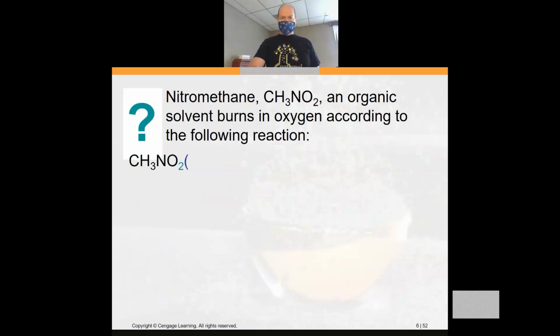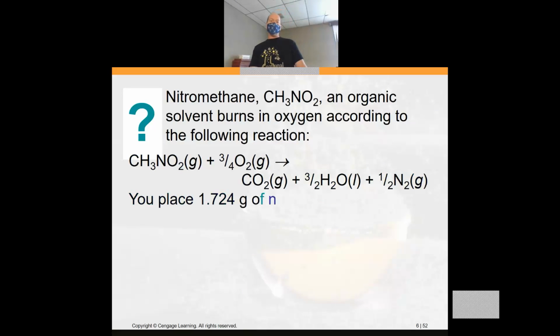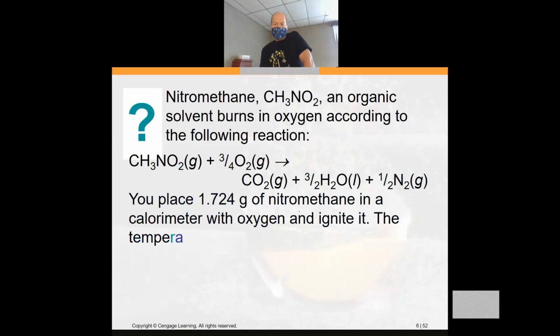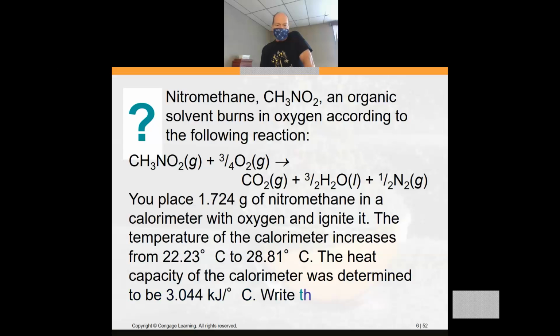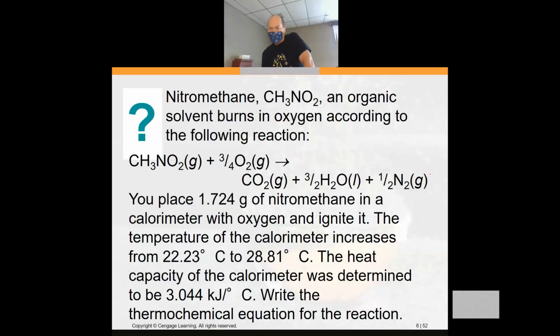All right, so now we're going to burn something. And we're going to look at a temperature increase, and then we're going to write the thermochemical equation for this reaction. So what we're looking for is delta H. When we write the thermochemical equation for a reaction, that means we're going to have the balanced chemical reaction, and then we're going to have the delta H. And we're going to have some information to calculate it.